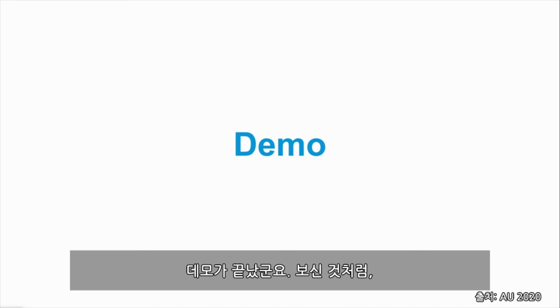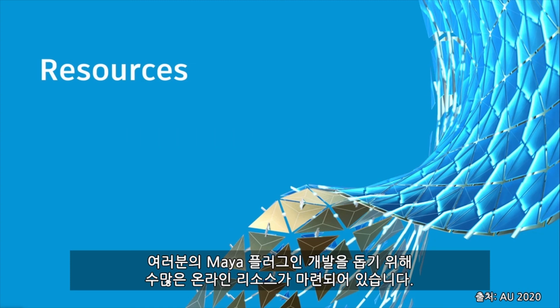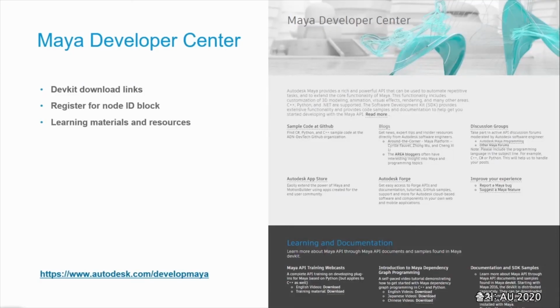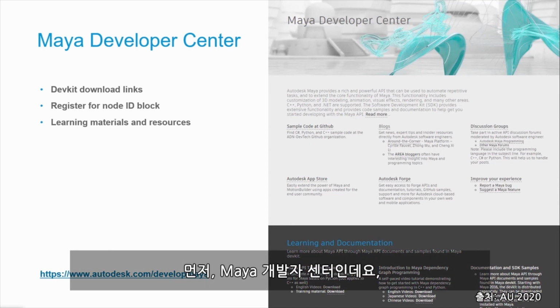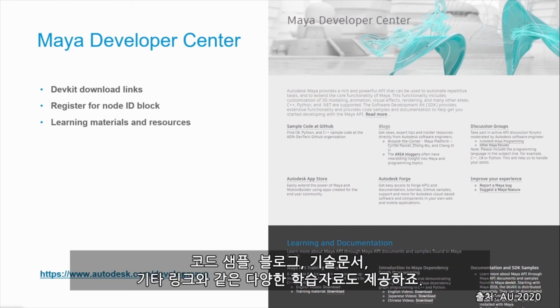So now that the demo is done, you can see how easy it is to get a plugin up and running inside of Maya using Python. To help you continue this journey into Maya plugin development, there are a ton of online resources available to you. First, we have the Maya Developer Center. This place is super important because it has all the tools that you need to develop your plugins, such as the dev kit download links, and also the link to register your node ID block. There are some learning materials and resources available here, such as code samples, blogs, white papers, and other links.